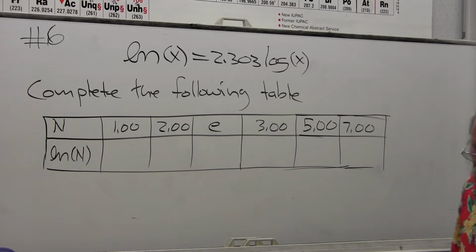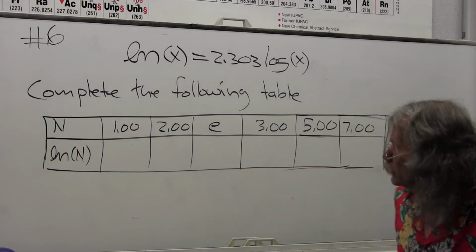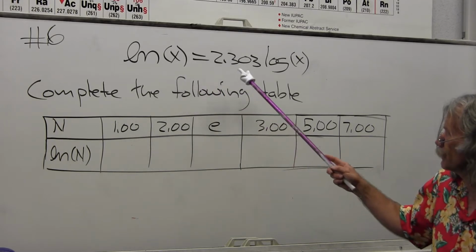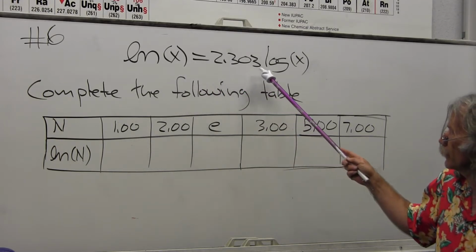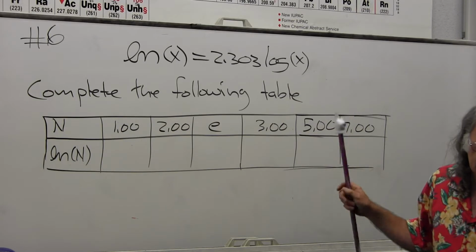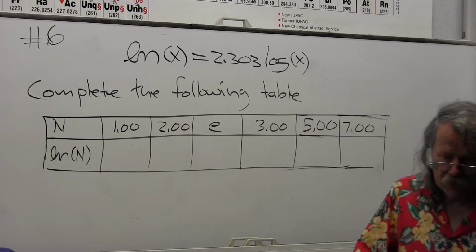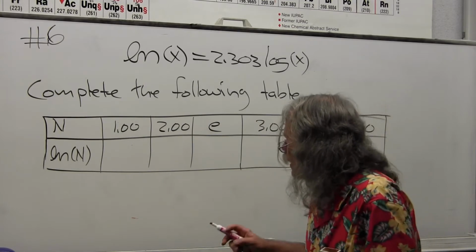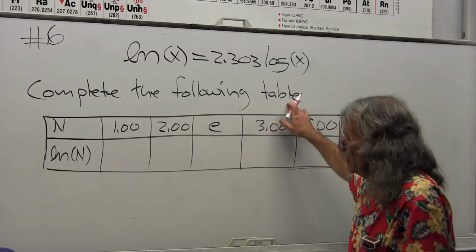Exercise 6 is a very straightforward exercise. We're going to take advantage of the fact that the natural log of x is equal to 2.303 times log of x. That's because e to the 2.303 is equal to 10. And we're going to take advantage of that, and we're going to complete the following table.